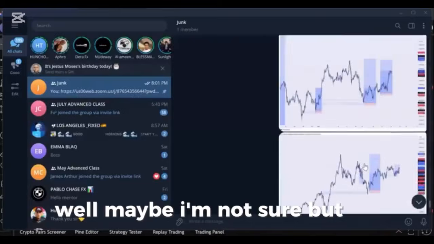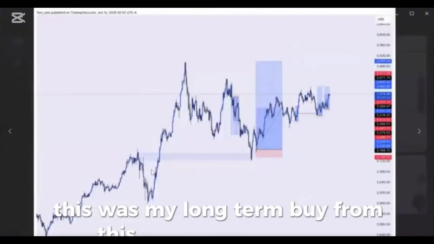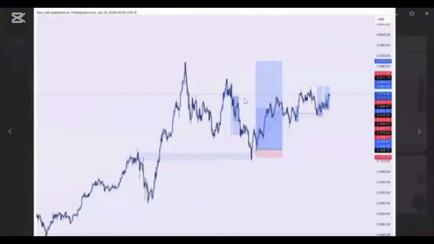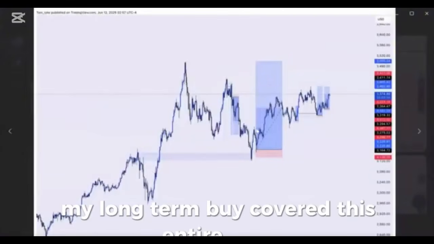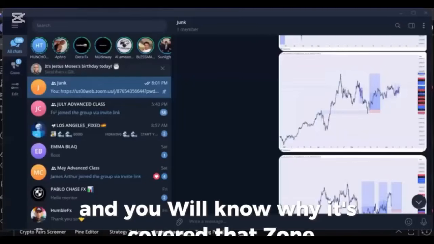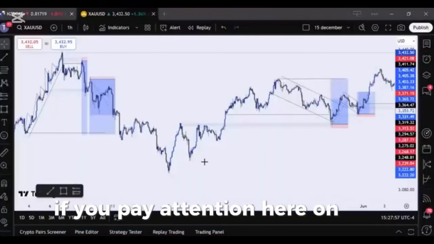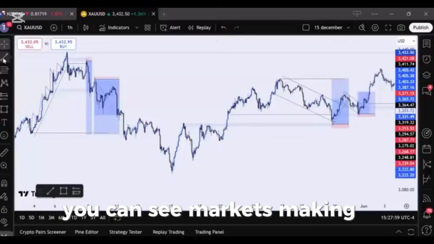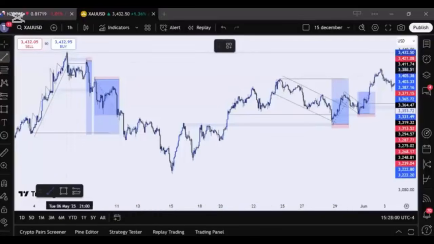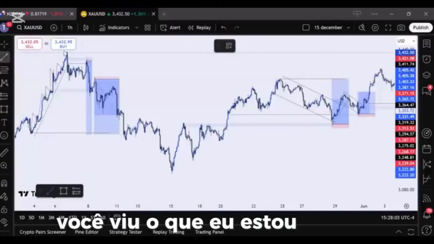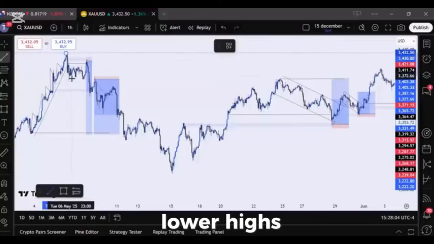This was my long-term buy from this 4 hours breaker. Now pay attention, my long-term buy covered this entire zone, and you will know why it covered that zone. Because if you pay attention here on the 1 hour time frame, you can see markets making a series of what? Lower highs, lower lows.